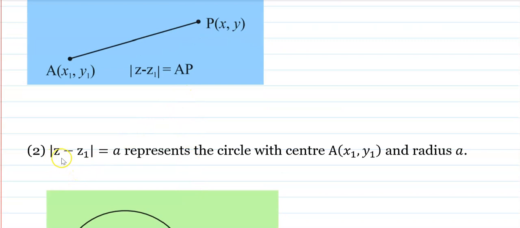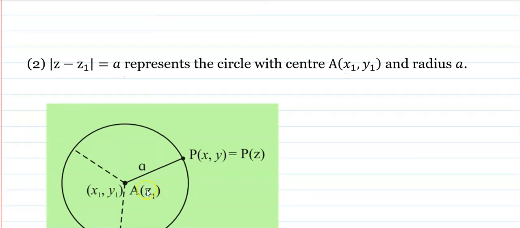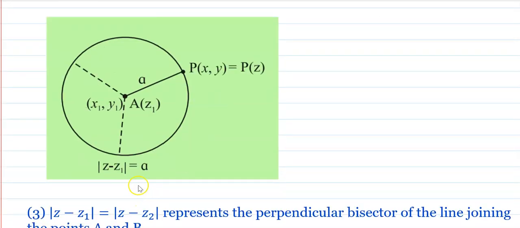Next, mod of z minus z1 equal to a represents the circle with center (x1, y1) and radius a. Here the point A is z1 and this is P. It is a variable point, and this is the fixed point. And therefore mod of z minus z1 is equal to a.